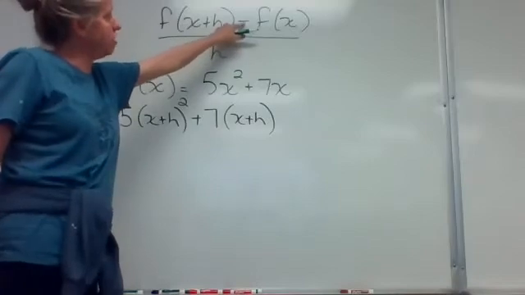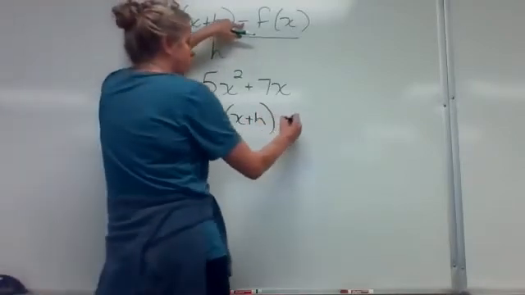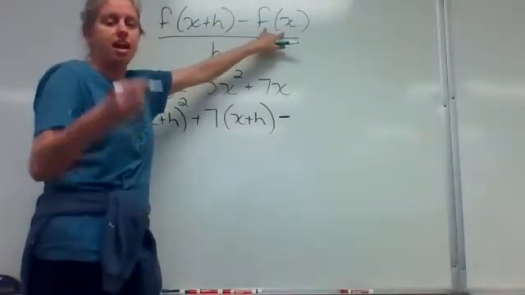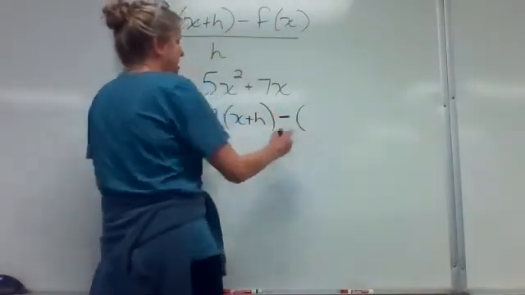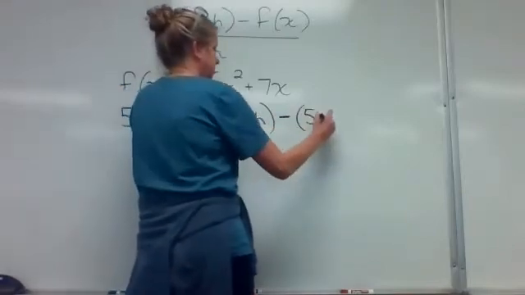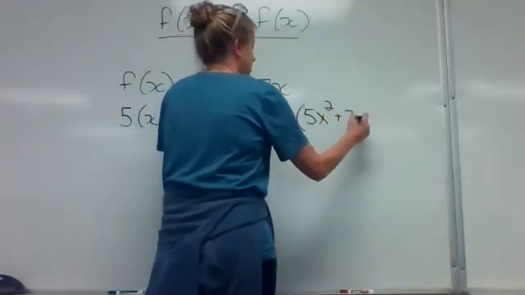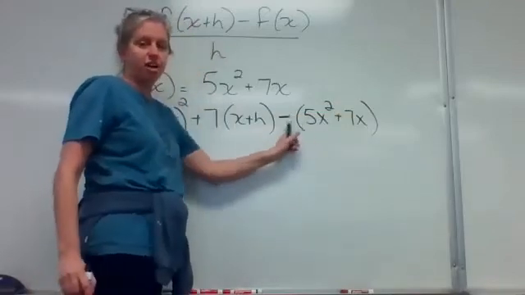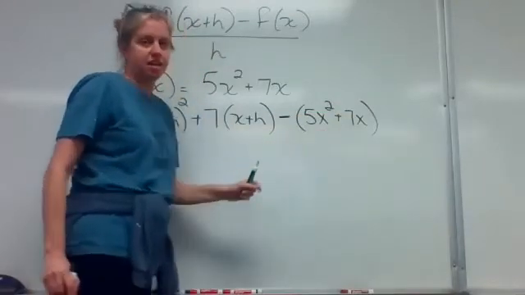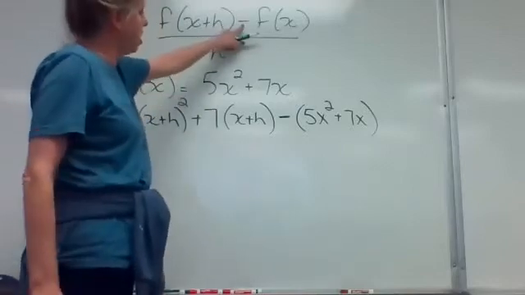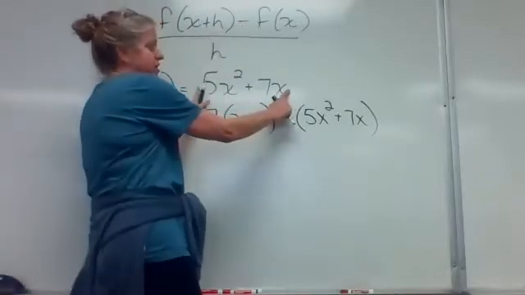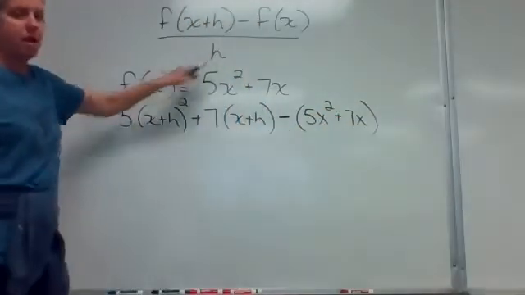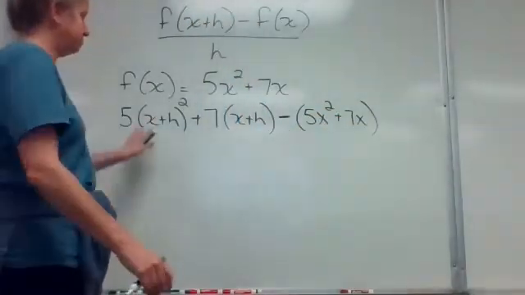The second part of this numerator says to subtract the actual function exactly as it's written and put that in parentheses, because if you don't put parentheses around that, you would just be subtracting that first term and not the 7x. Okay, so that second part is minus, and then just put the exact function in parentheses. We're going to worry about that h in the bottom in a little bit.